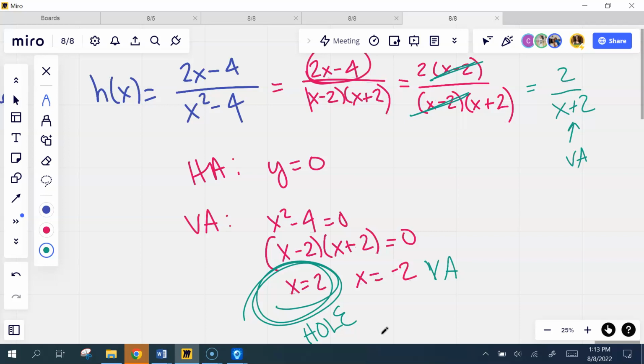The hole is at 2. So if you graph it, it'll look like it goes through 2. But remember, if you go in that table, you'll see that it's not defined at 2. Because it canceled out. No, it'll stay in the problem. It's still there. It's where the denominator equals 0, but it doesn't cancel out.